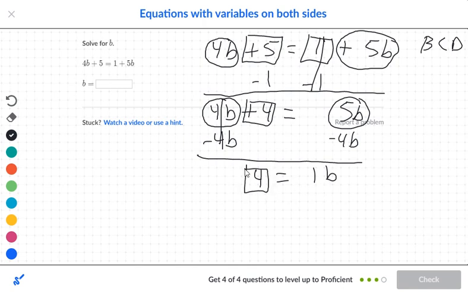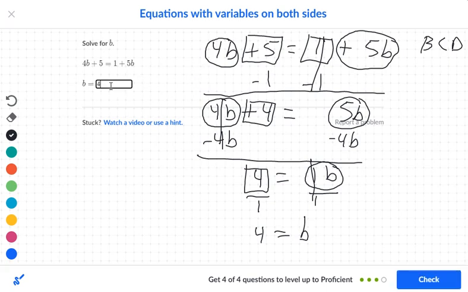So now if I check this, here's my box and here's my circle. So I get 4, cross these out, is equal to b. So b is equal to 4, so let's type in 4 and check it.